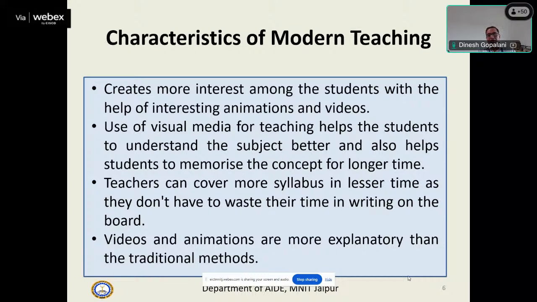As a teacher we can cover more syllabus in less time. That is also possible because otherwise we simply waste our time in writing on the board. So coverage of syllabus is going to be definitely bigger. And this point I already covered. Animations are always better actually. So these are the characteristics of the two actually.